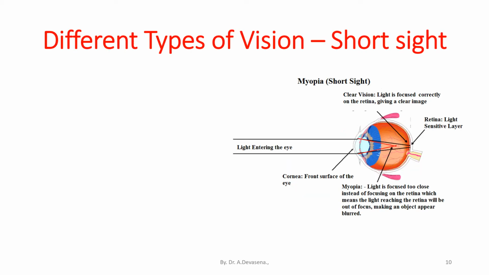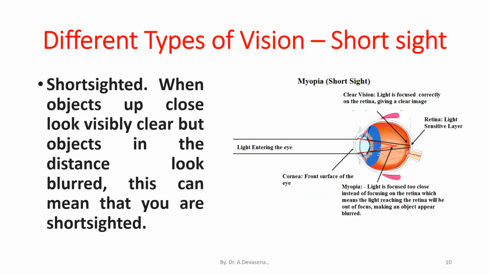Short sight. When objects up close look visibly clear, but objects in the distance look blurred, this can mean that you are short-sighted. In this short sight, the light is focused too close instead of focusing on the retina, which means that the light reaching the retina will be out of focus, making an object appear blurred.